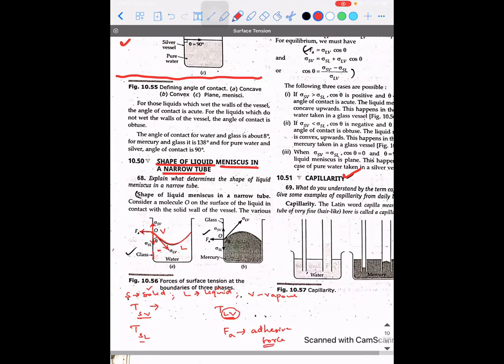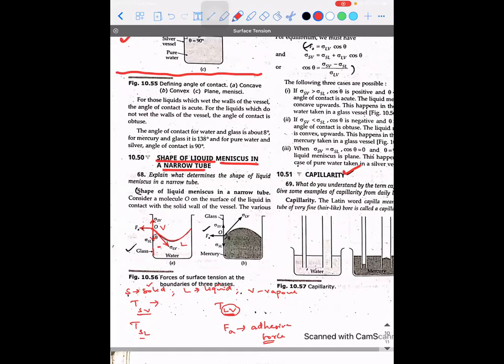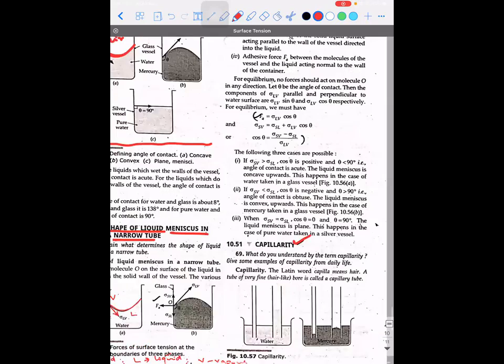Guys, is there any doubt till here? No, sir. Good. Okay. So let me read out the names.